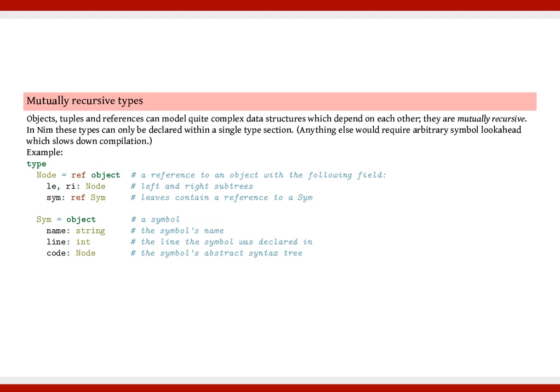Example. type Node = ref object # a reference to an object with the following field: le, ri: Node # left and right subtrees. sym: ref Sym # leaves contain a reference to a Sym. Sym = object # a symbol. name: string # the symbol's name. line: int # the line the symbol was declared in. code: Node # the symbol's abstract syntax tree.